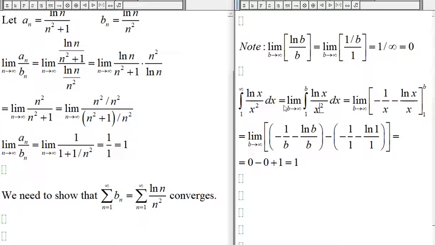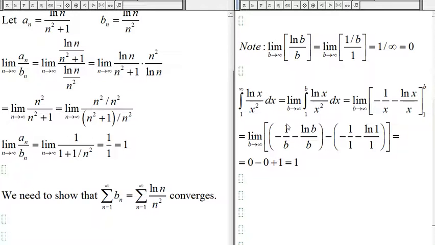So the antiderivative of ln of x divided by x squared from the table of integrals is negative 1 over x minus ln of x divided by x. And then we need to evaluate from 1 to b. So first, in the place of x, we put b, so we have negative 1 over b minus ln of b divided by b. And the next, minus, in the place of x, we put 1, so we have negative 1 and ln of 1 over 1.